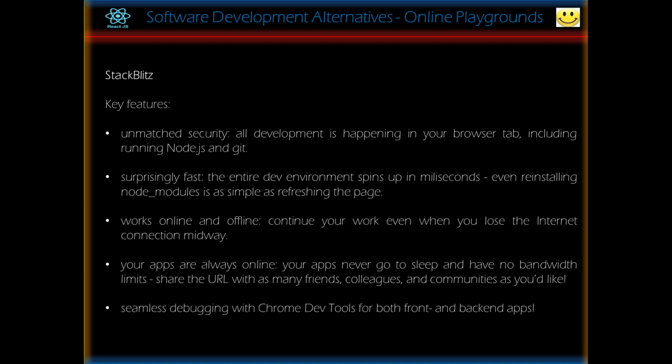Works online and offline. Continue your work even when you lose the internet connection midway. Your apps are always online. Your apps never go to sleep and have no bandwidth limits. Share the URL with as many friends, colleagues, and communities as you would like. Seamless debugging with Chrome DevTools for both front-end and back-end apps.